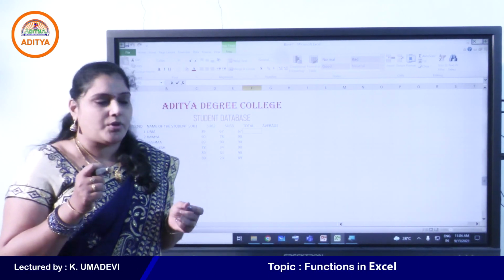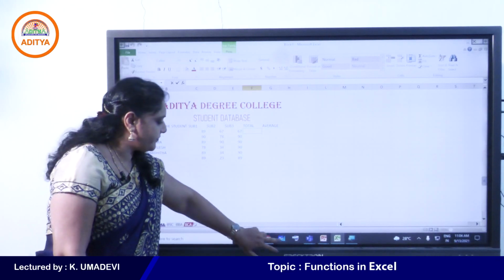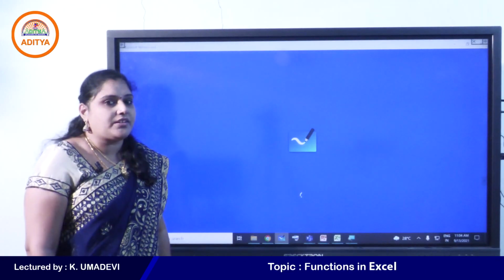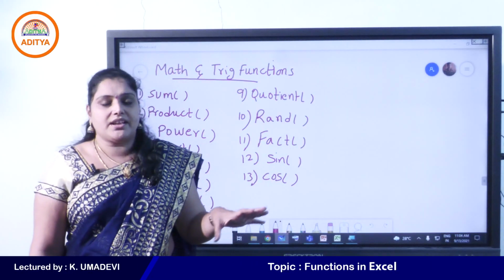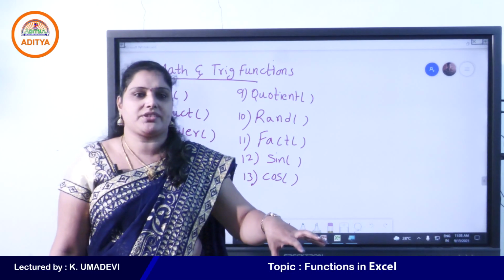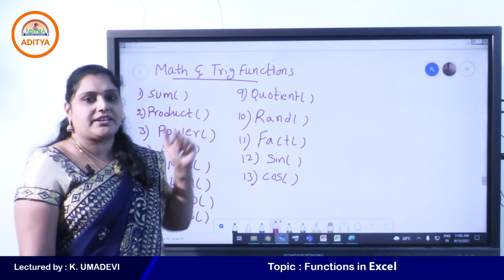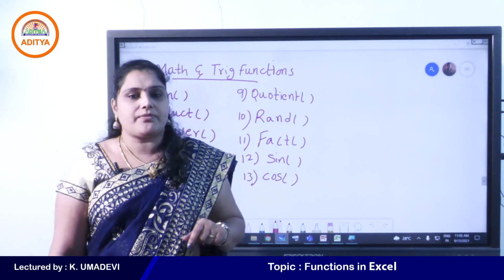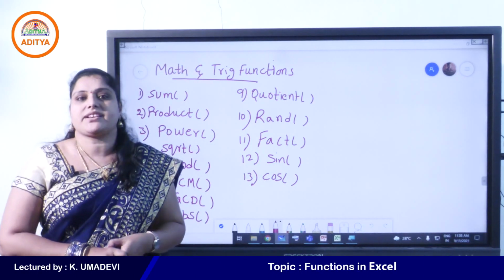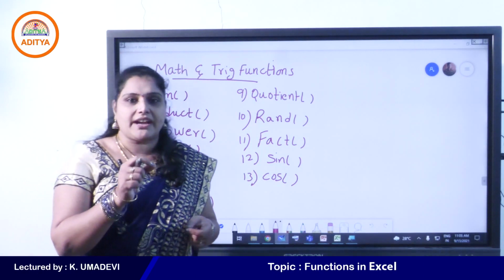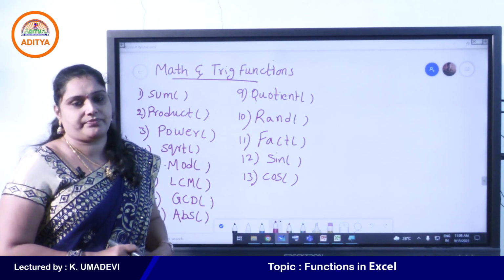The first and most frequently used function is the sum function. We have different categories of functions in Excel, because Excel provides a large number of inbuilt functions. The different categories are mathematical and trigonometric functions, statistical functions, logical functions, text functions, date and time functions, etc. The most important category is the first one, math and trig functions.